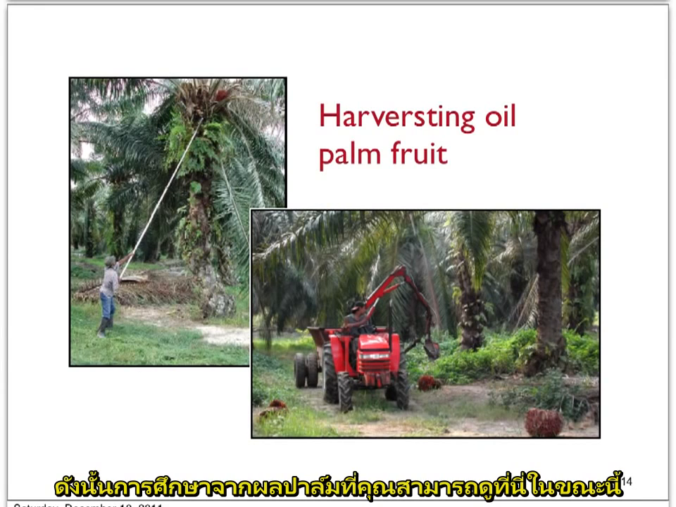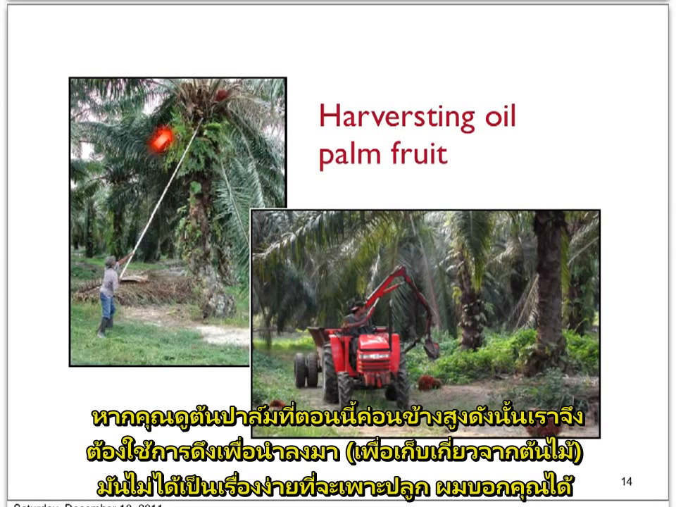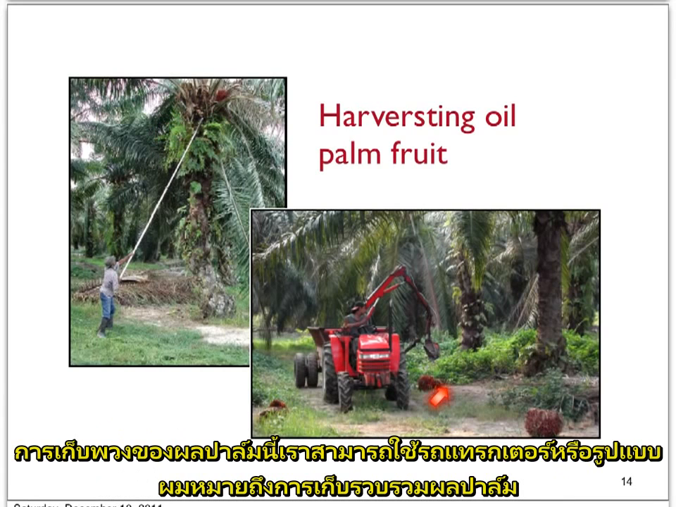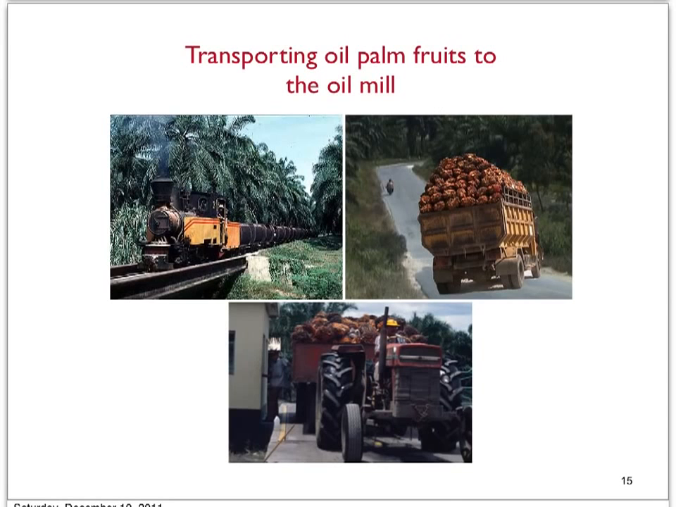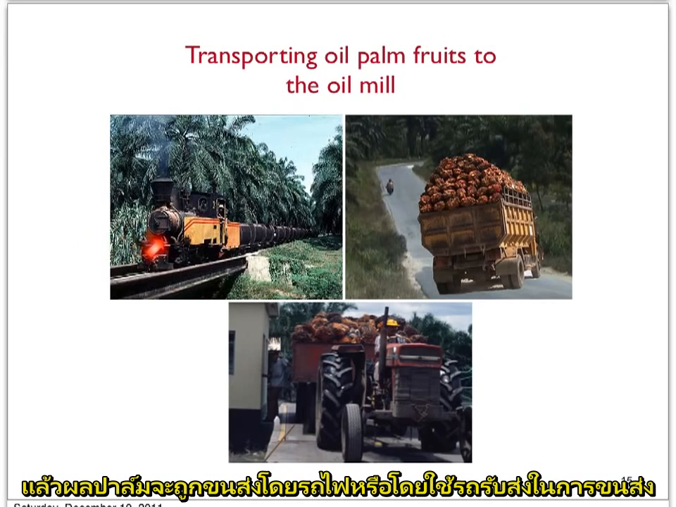So the story starts from the plantation. You can see here the oil palm tree is now quite tall, so we have to use a pole to bring down and harvest the fruits from the tree. It's not a very easy job, I can tell you. Then the fruit bunch will be collected. These days we can use a tractor or other modern means to collect the fruit. Then the fruit will be transported by train or by lorry to the factory.